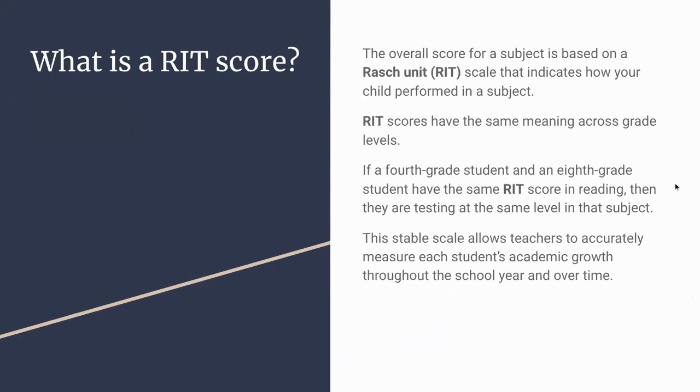So what is a RIT score? The overall score for a subject is based on a Rasch unit, or RIT, scale that indicates how your child performed in a subject. RIT scores have the same meaning across grade levels. So for example, if a 4th grade student and an 8th grade student have the same RIT score in reading, then they are testing at the same level in that subject. And so this stable scale allows teachers to accurately measure each student's academic growth throughout the school year as well as over time.